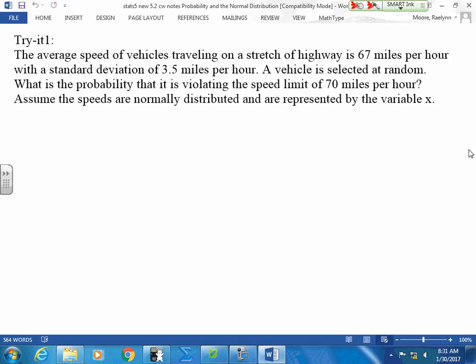The average speed of vehicles traveling along a stretch of highway is 67 miles per hour. They use the word average. So pull this out. It means the average speed on this highway that people have been going by is 67 miles per hour. With the standard deviation, you're not getting a lot of information, but you're getting the pieces that you need. 3.5 miles per hour. That's my little wiggle room, left to the right of this 67.